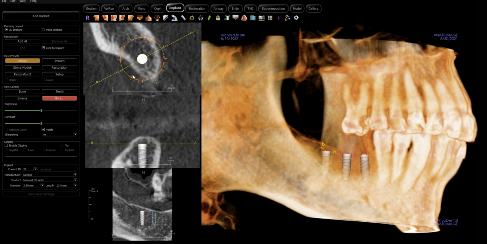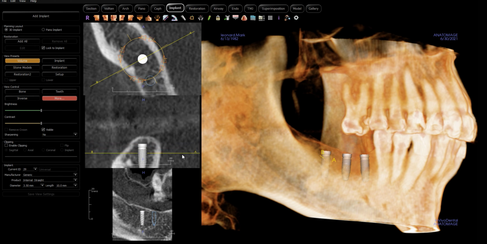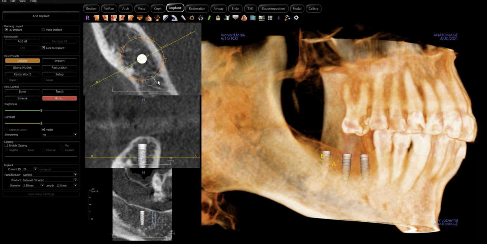I can't see the other implants in this view because this isn't far enough down. This view here is the orthogonal view to this line right here. So the more I bring this down, the more I can see the other implant. What I would do, here's the middle implant. I would take the measuring tool and go like this. And then bring this implant up against it.